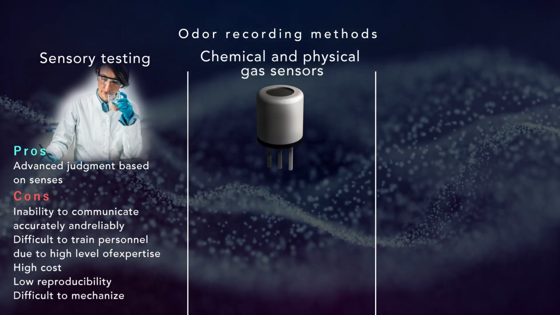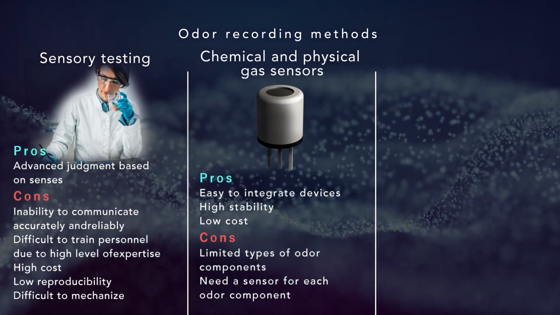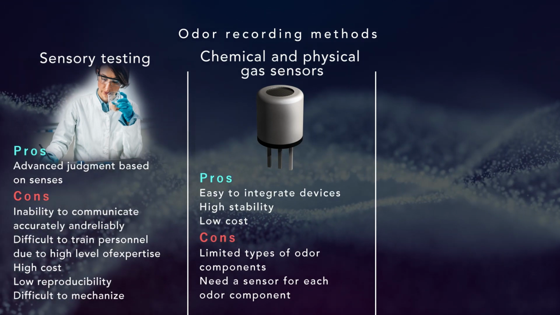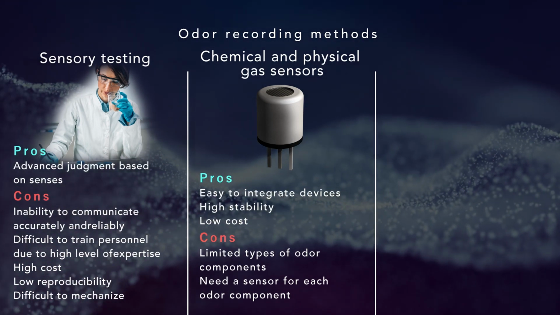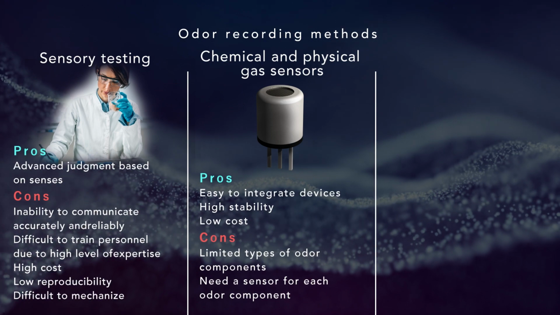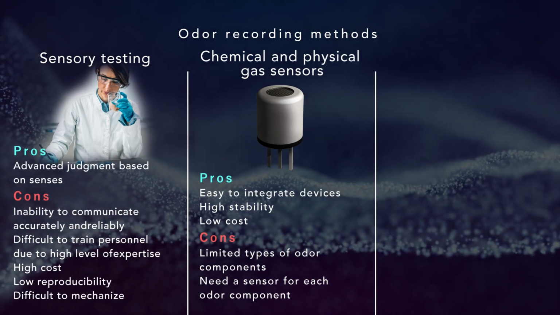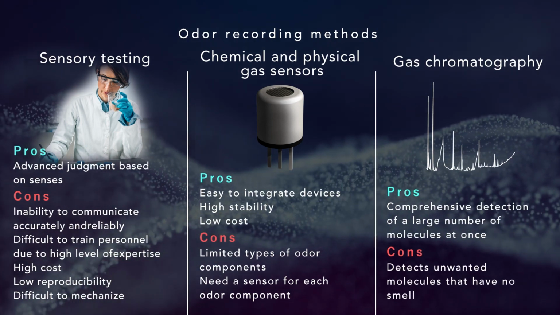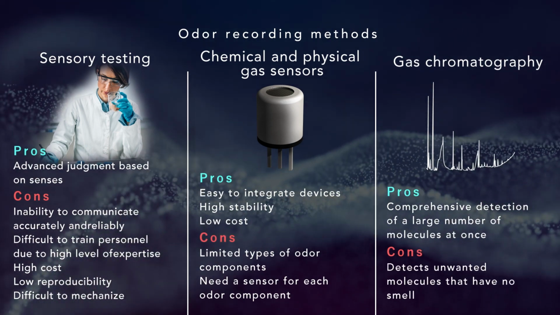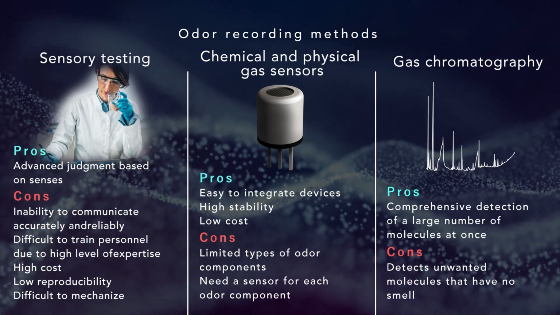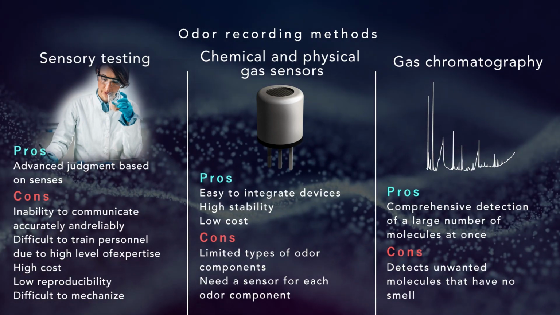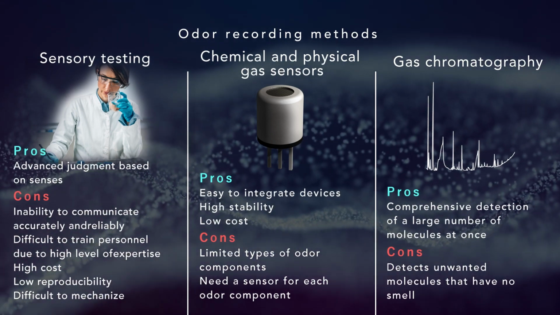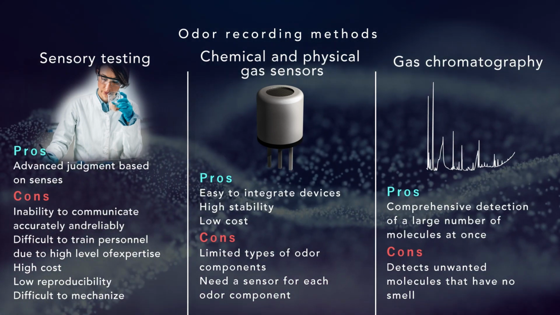Number 2. Gas odor sensor. It is inexpensive and reliable. However, molecules detected by the devices are limited and do not correspond to human olfactory sensors. Number 3. Gas chromatography. It is a common method and can detect numerous molecules at once. The downside of this method is it also detects non-odor molecules, and analyses become complicated.